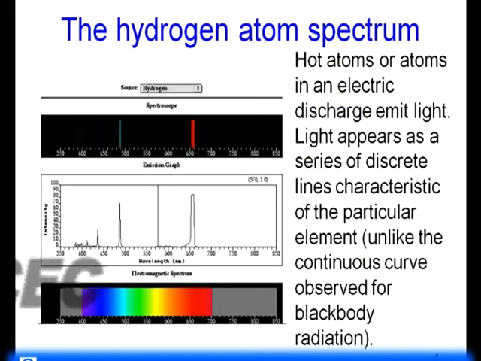Now let us have a look at the hydrogen atom spectrum, which was the first one to be seen. When atoms are heated, or you pass an electric discharge through hot atoms, they emit radiation. Now it appears as a series of discrete lines characteristic of the particular element, unlike the continuous curve that was observed for the black body.